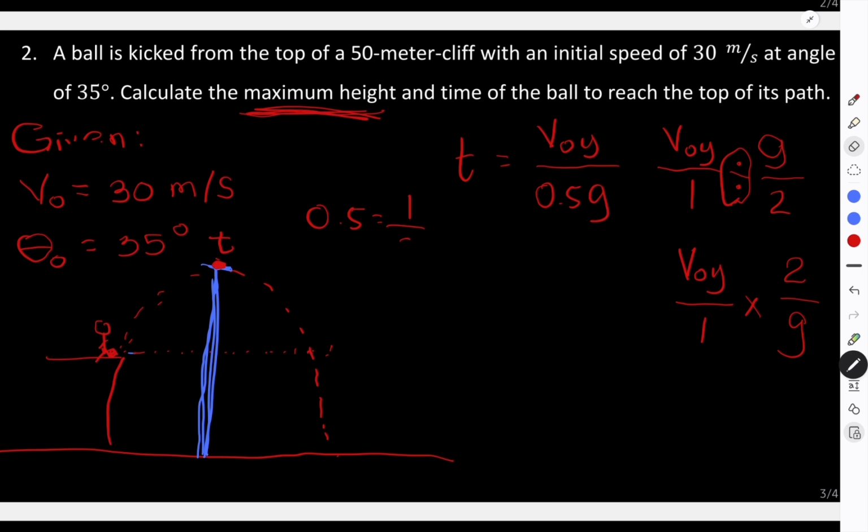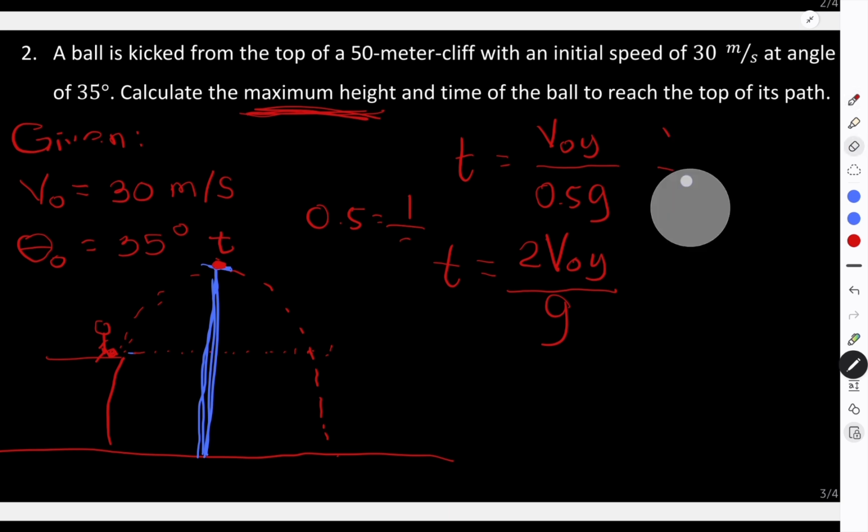Our total time can also be written like this. Initial velocity y multiplied by the 2 is 2 times the initial velocity in y component. 1 times the gravity is just the gravity. That's why you can really choose any of the two.